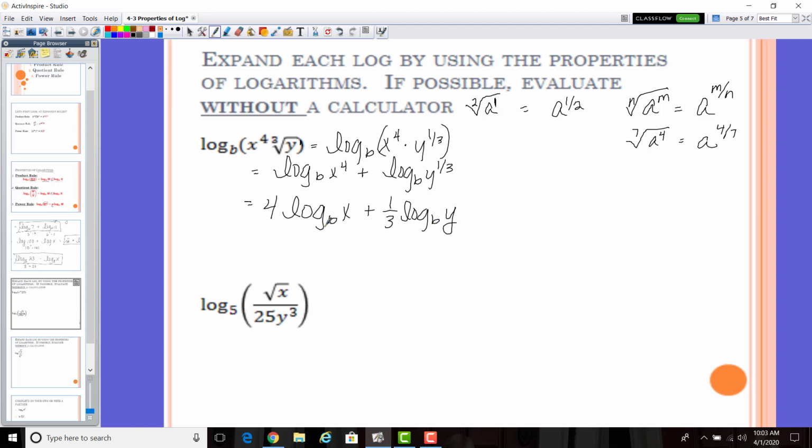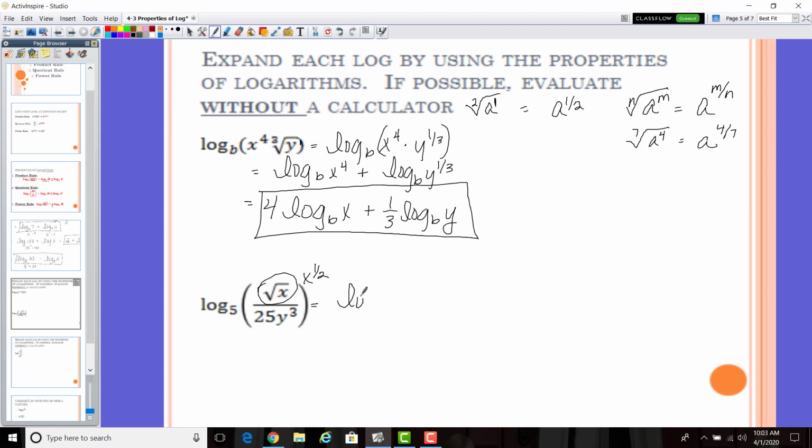And I can't simplify any of these logs because I have variables in them. So because I have used the product rule successfully and then the power rule successfully, I am done. Okay. Next one, again, I'm going to change the square root of x to x to the 1/2 power. Then I can start expanding.